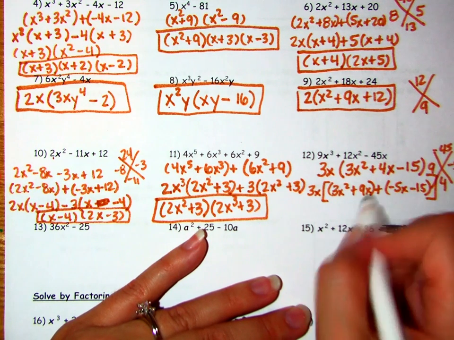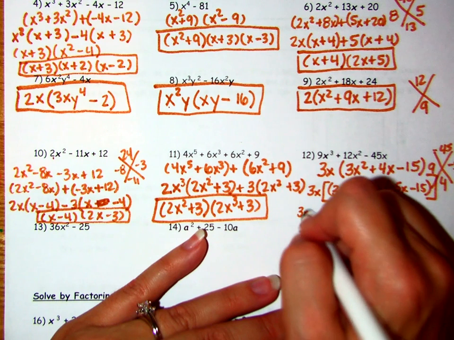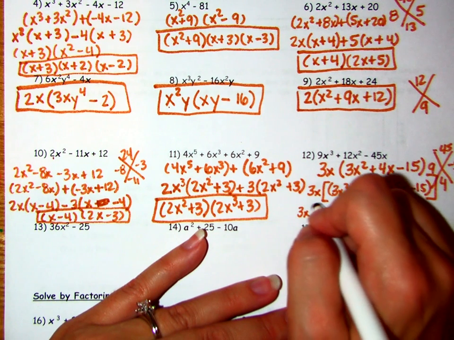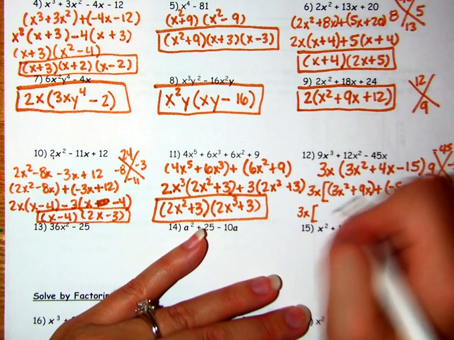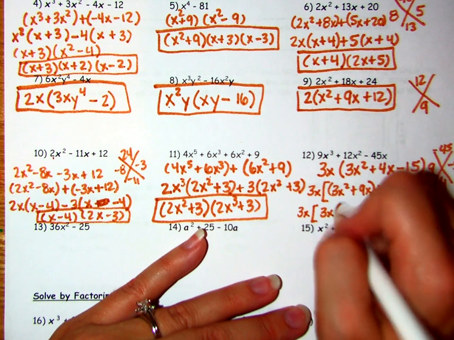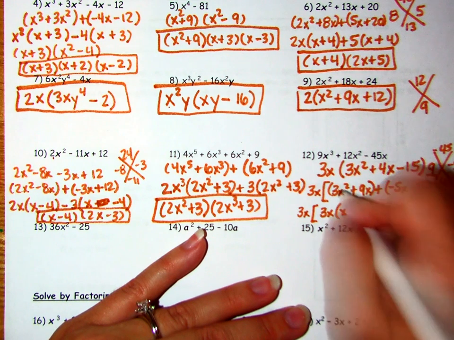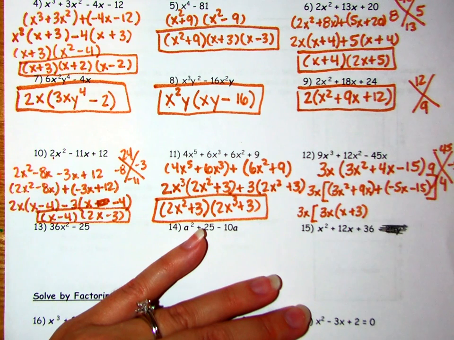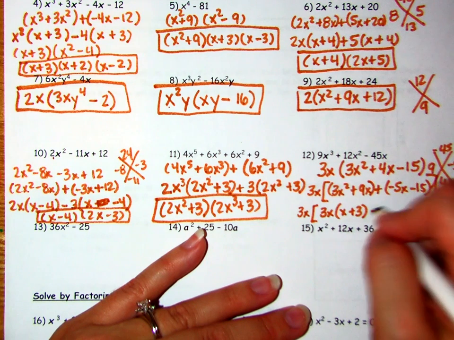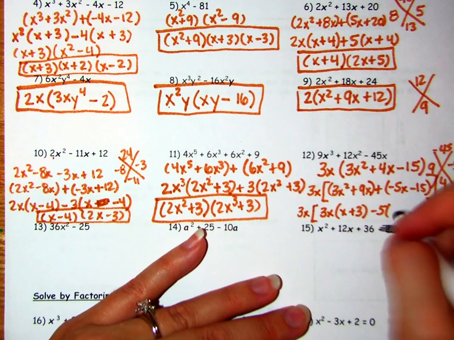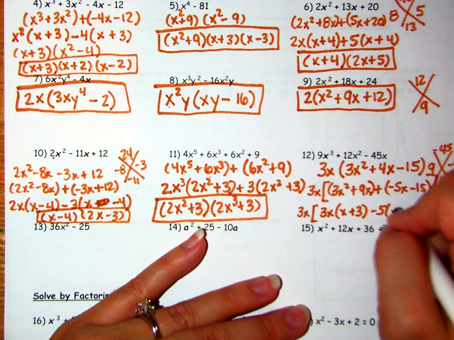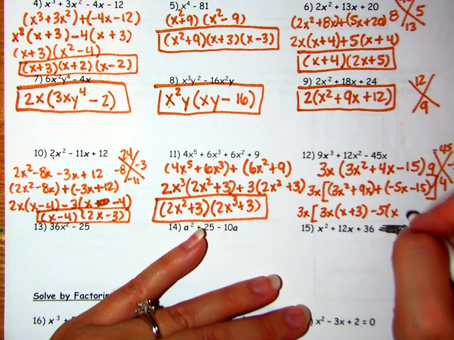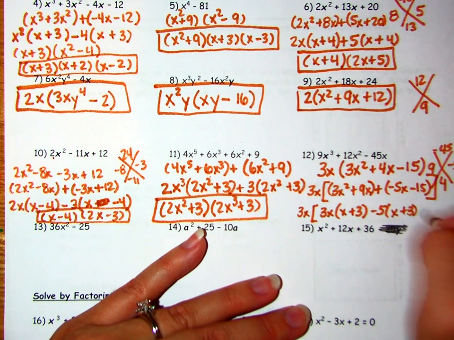And now we're going to take that GCF out. So here that 3x comes down. And then we would have times the GCF of both of these would be 3x. So 3x times x is 3x squared. 3x times 3 is 9x. The GCF here would be negative 5. So negative 5 times x would be negative 5x. Negative 5 times positive 3 would be negative 15.